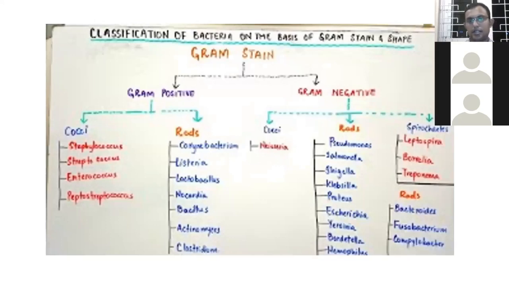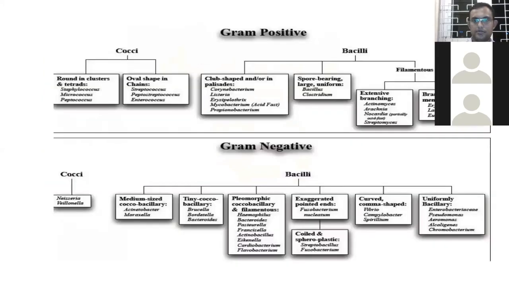Just a recap of microbiology. Remember that gram positives are there, gram negatives are there, and there are cocci and rods, and that's not very important. Staphylococcus is a gram positive coccus, Streptococcus is a gram positive coccus, and Pseudomonas is a gram-negative rod.